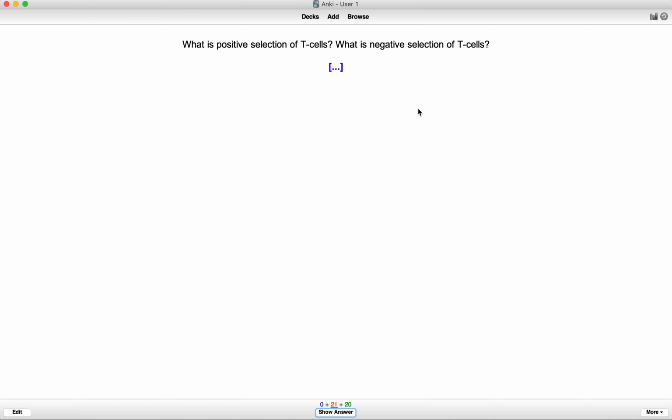Positive selection of T cells is selecting T cells that recognize foreign antigens, and negative selection is killing T cells that are self-reactive or recognize self-antigens.